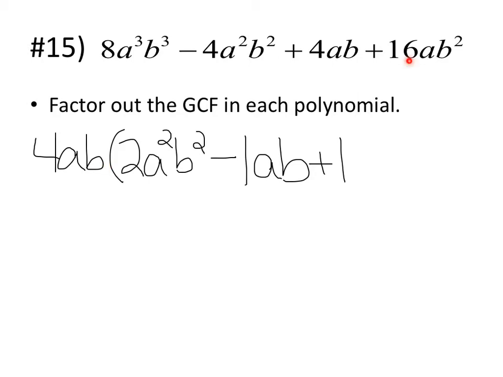And now we're doing 16 divided by 4 is 4, so plus 4. A divided by a is just 1. There was 1 a, I took 1 a, so now there's none left. There were 2 b's, I took 1 b, so now there's just 1 b left. Okay, so you've got 4ab times 2a squared b squared minus 1ab, or we could have just put minus ab, plus 1 plus 4b, and that's your answer.